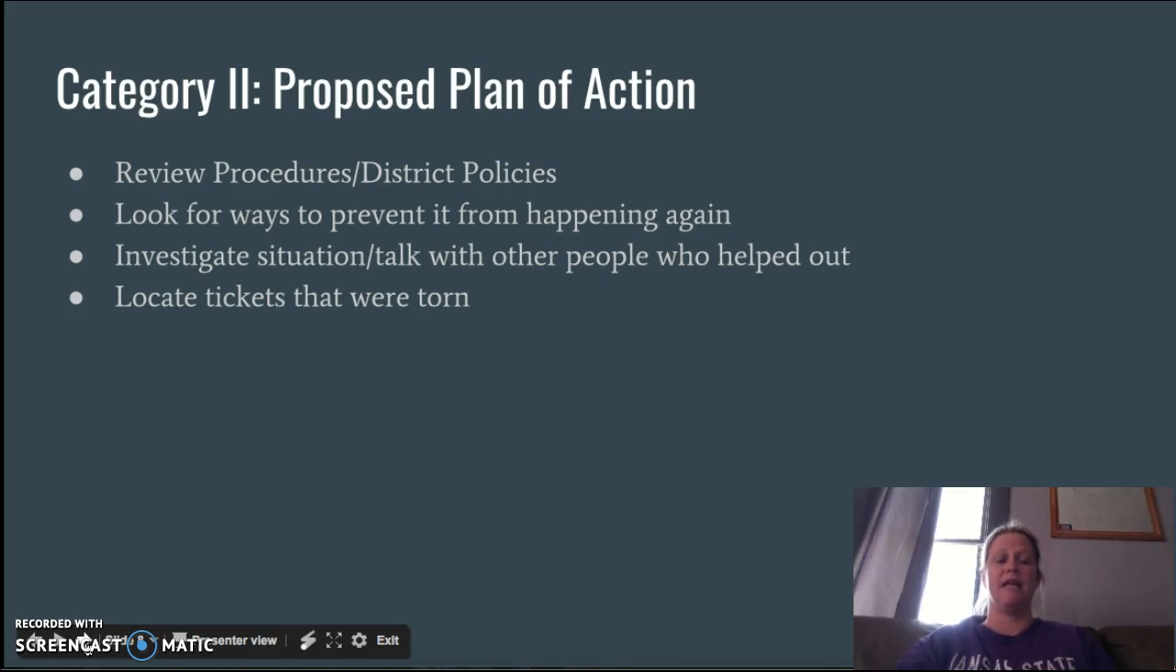He needs to investigate. He needs to talk with other people who helped out to find out exactly what took place. After the event is probably not a good time. I think the next day he needs to approach those people and find out what's going on. There's really not enough information. And with that information that he gathers, he needs to find out where those torn tickets are.